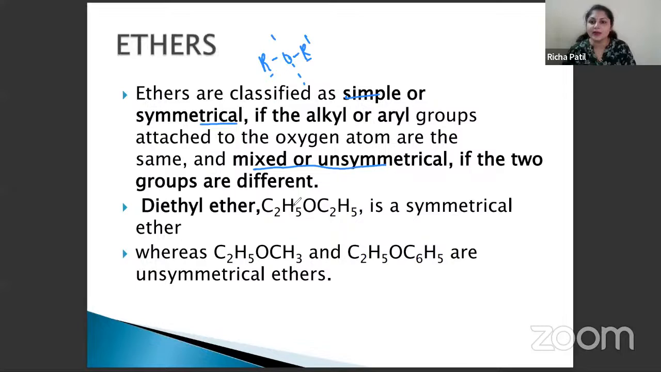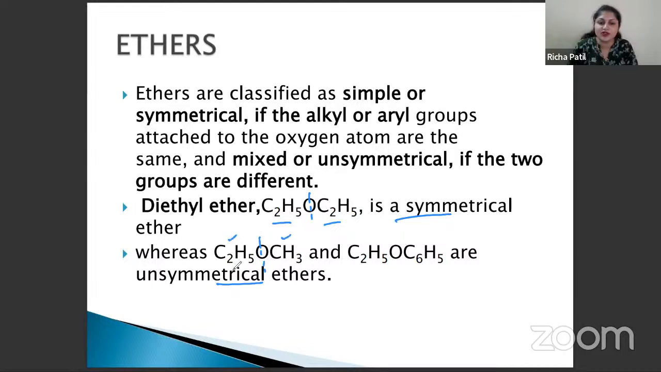For example, a symmetrical ether is diethyl ether. You can see here across this oxygen atom, ethyl groups are present, so it is said to be symmetrical. When it is unsymmetrical, across the oxygen atom both groups are different. One is an ethyl group, one is a methyl group, so it is ethyl methyl ether. This is an example of an unsymmetrical ether.